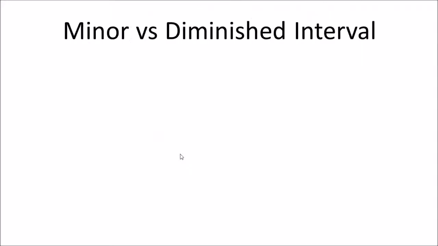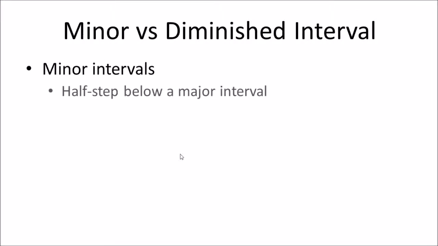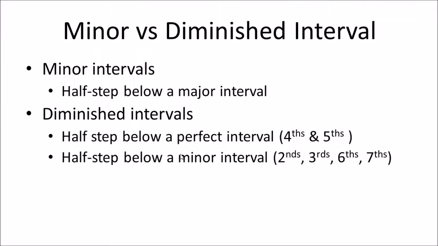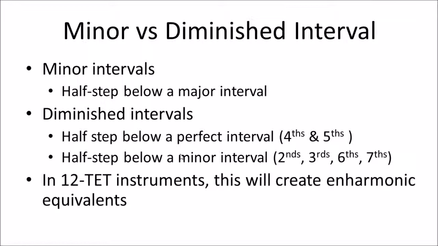Although I briefly hit on this before, you might be wondering what the difference is between a minor and a diminished interval. Just remember, a minor interval is a half step below a major interval, but a diminished interval is a half step below a minor or perfect interval. I know that's confusing. So if we lower a fourth or a fifth, which are perfect intervals, by a half step, that makes them diminished. But to make a major second, third, sixth, or seventh diminished, we have to lower it by a whole step. Or basically, to say it another way, we have to lower a minor second, third, or seventh by a half step to make it diminished. And in 12-tone equal temperament instruments, like the guitar, this is going to create a lot of enharmonic equivalence.